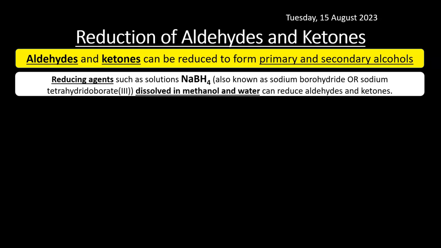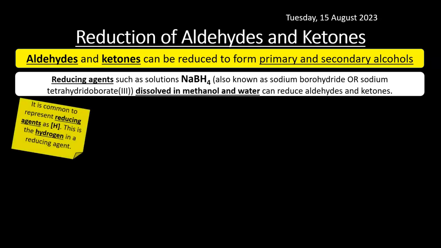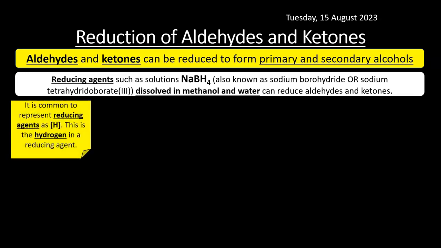The tetrahydridoborate ion, BH4-, provides the hydride ions, and it's common practice to represent the reducing agent as an [H] in square brackets, just like we did with the oxidation [O] in square brackets. It does allow much easier balancing of the reduction equation, as you'll see.